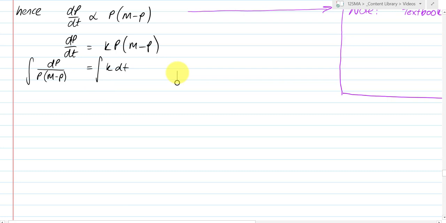So let's do a little bit of work on our partial fractions here. 1 over p(m minus p), I'm going to say that's equal to a over p plus b over m minus p. I'm going to multiply by p times (m minus p), and that gives me 1 on this side, and this is actually an equivalent statement, so a and b make it work for all cases.